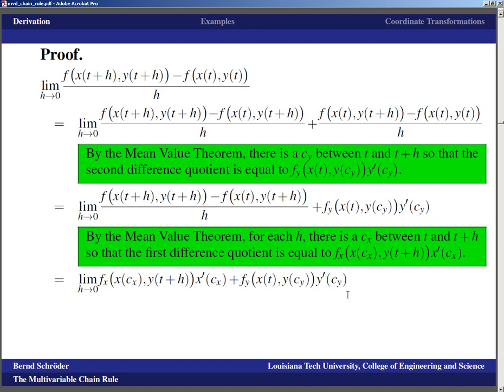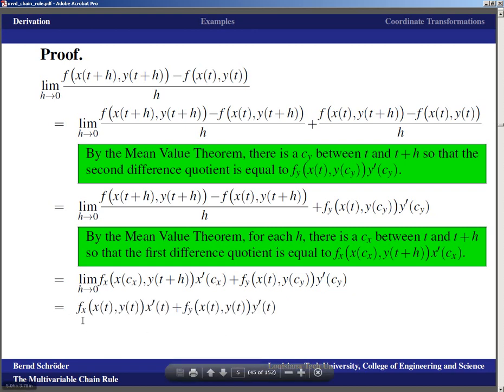If we let h go to 0, then everything goes to t, and we get the partial derivative of f with respect to x at x of t, y of t, times x prime of t, plus the partial derivative with respect to y of f of x of t, y of t times y prime of t. And that is exactly the formula that we have in the theorem, except that we only have two input variables, x and y.